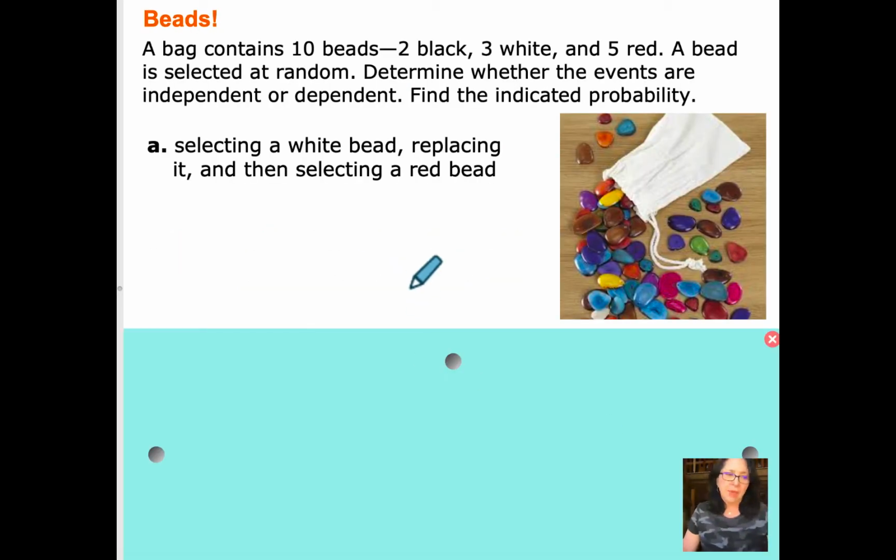Okay. Now let's switch to a bag of beads. We have 2 black ones, 3 whites, 5 reds. So that's 5, 6, 7, 8, 9, 10. So we got a total of 10 beads. A bead is selected at random. So you take out a bead. Determine whether the events are independent or dependent. Find the indicated probability. So does it affect something else, meaning it's dependent, or is it independent, meaning it's only affecting itself?